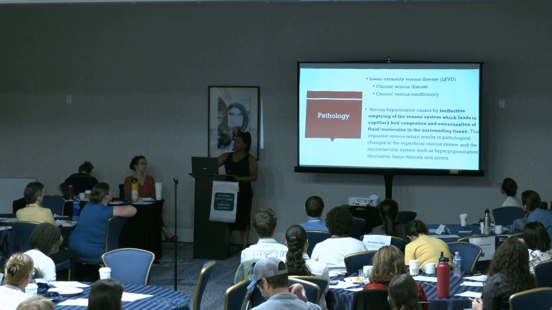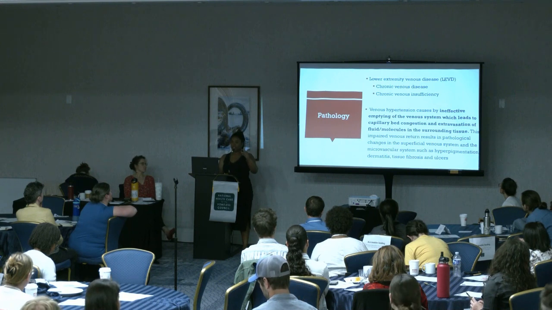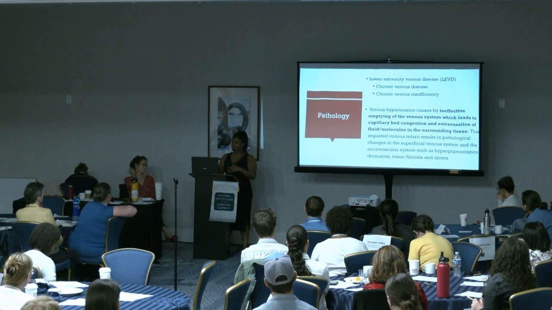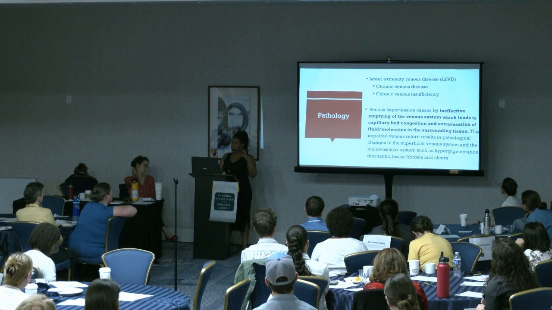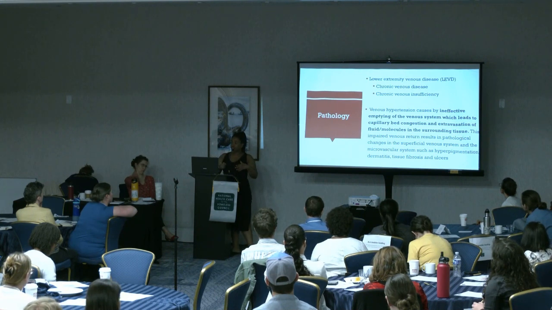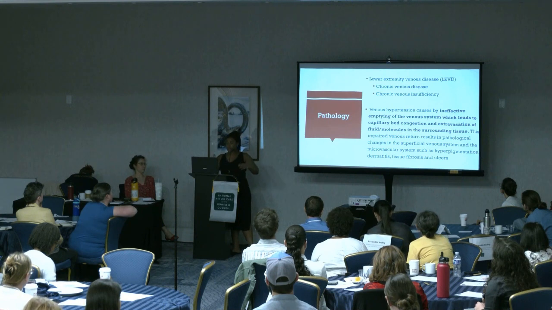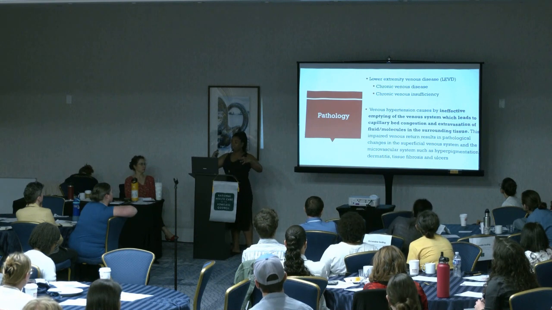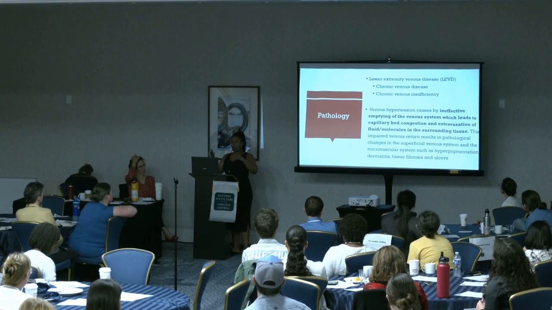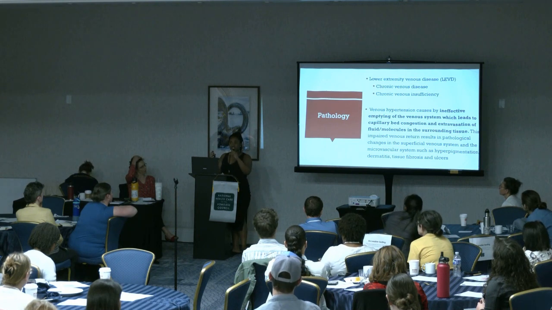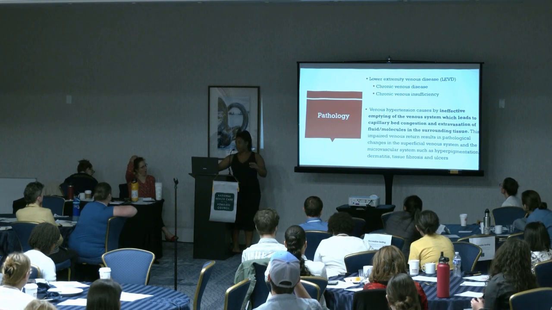So then we have lower extremity venous disease, which is made up of chronic venous disease, right? And then chronic venous insufficiency, and we'll talk about that a little bit. So venous hypertension is caused by ineffective emptying of the venous system, which leads to capillary bed congestion and extravasation of fluid and molecules in the surrounding tissue. All of the venous skin changes that you see are because of this.